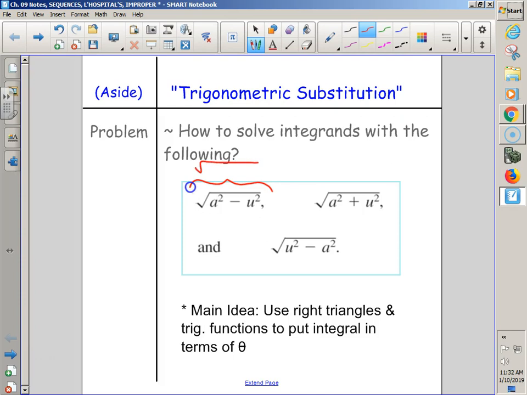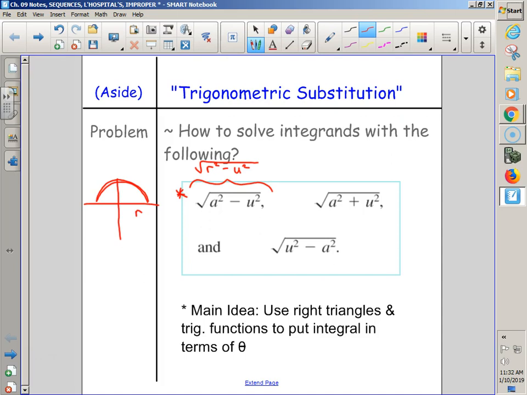Why am I going to rewrite it? R is a constant just like a is a constant. Why did I just change the letter? You guys said it yesterday, you don't like it. Who is this guy? It's a semicircle with a radius of r.